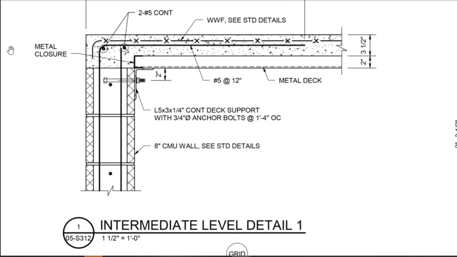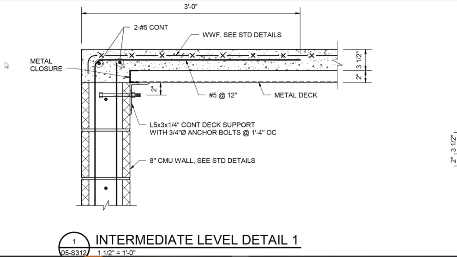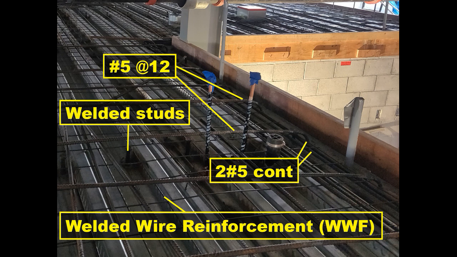Detail number 1 shows typical deck support with steel angle attached with embedded 3/4 anchor, spaced 1 foot 4 inches in CMU wall. 2 number 5 bars are required at the top of the wall with 90-degree bent dowels into the slab and welded wire reinforcement. The attached picture shows metal deck reinforcement as per detail number 1 requirements.